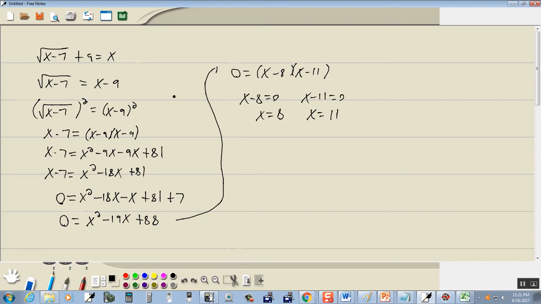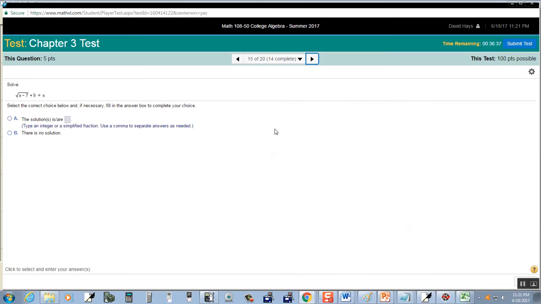If I plug the 8 into my original equation, 8 minus 7 is 1, square root of 1 is 1, 1 plus 9 is 10. That doesn't give you 8. If I plug in 11, 11 minus 7 is 4, square root of 4 is 2, 2 plus 9 is 11. If I plug in 11 here, then that does work. So it looks like our only answer is the 11.